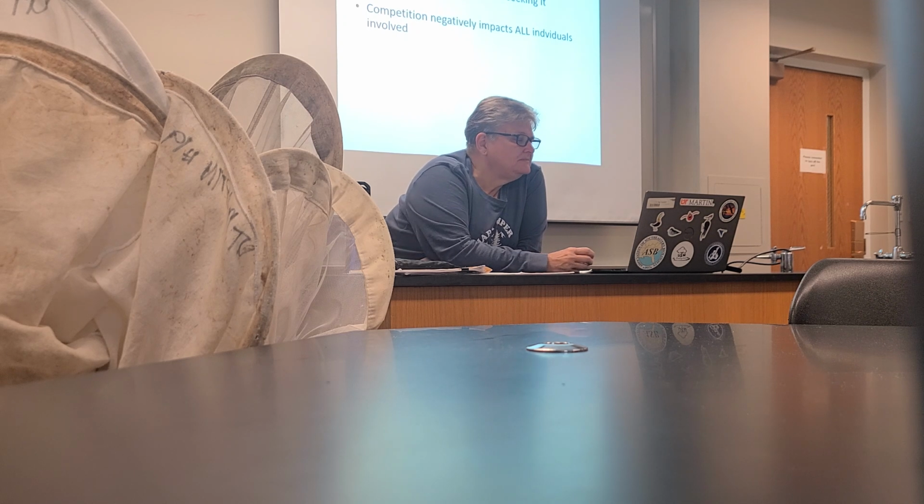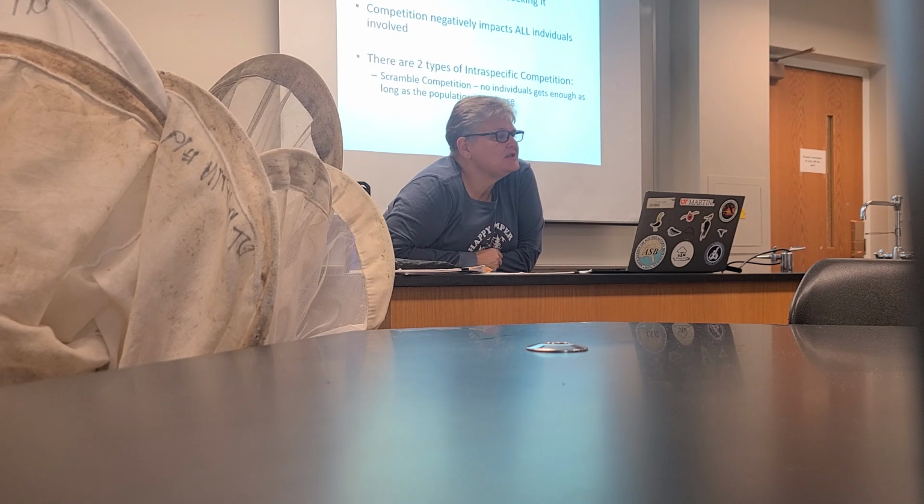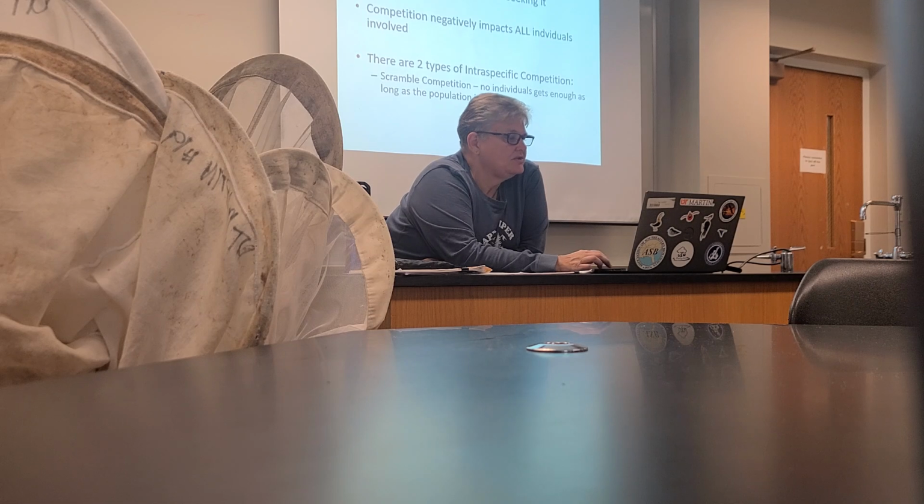All right, and so that's what it's referring to. That's going to lead us into two types of interest-specific competition, and I just described both of them to you. We just have to put names on them now. The first type is scramble competition. In scramble competition, nobody gets enough of the resources. So this is where you divide the pizza up and everybody gets a piece. I doubt it's quite as polite as what I described. Nobody gets enough. Nobody's really happy. That's going to be scramble competition.